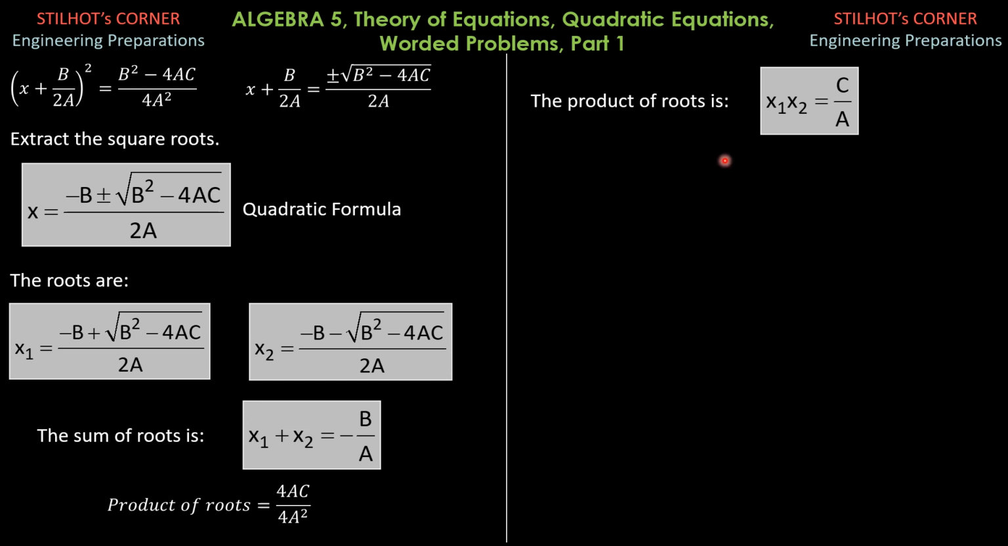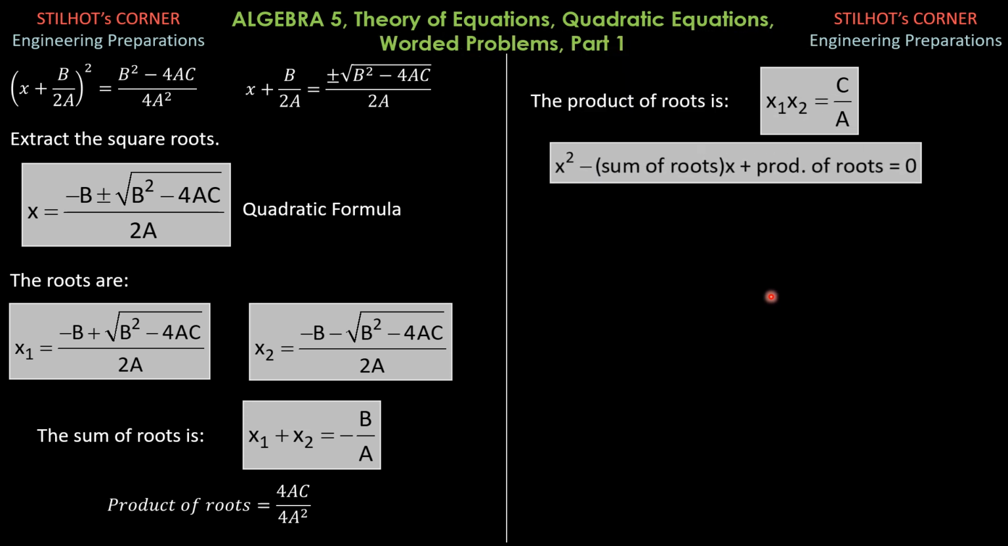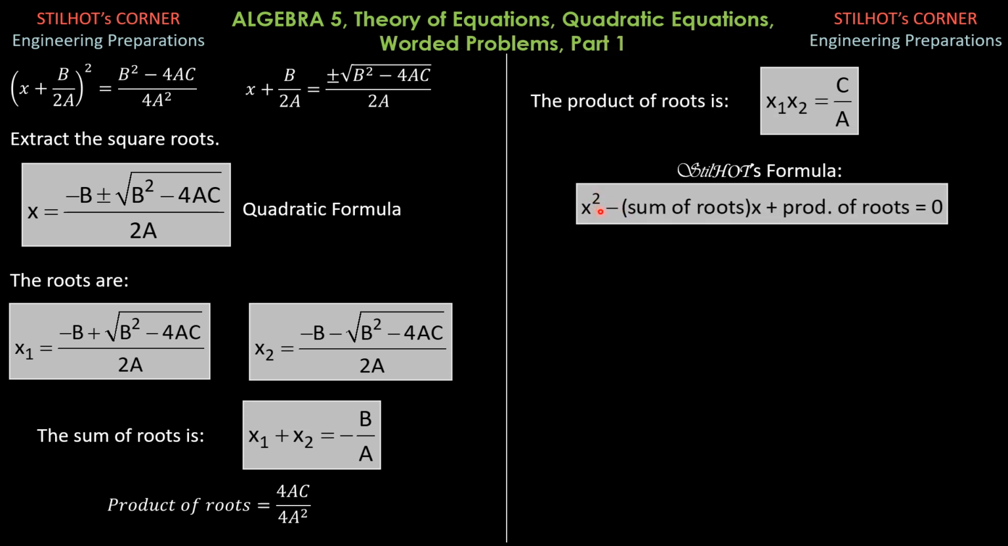Because of this, this leads us to the formula which I call Stillhat's formula. You may follow or you may not, that the quadratic equation can also be written as x squared minus the sum of the roots times x, then plus product of the roots equals 0. So this is the formula. x squared minus sum of roots times x plus product of roots equals 0.